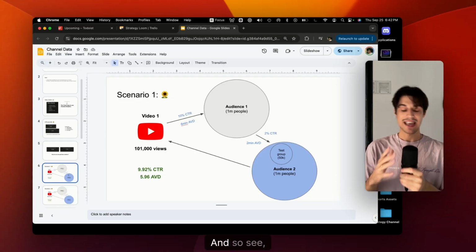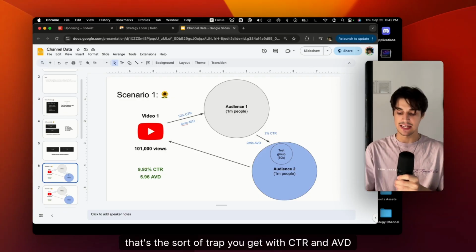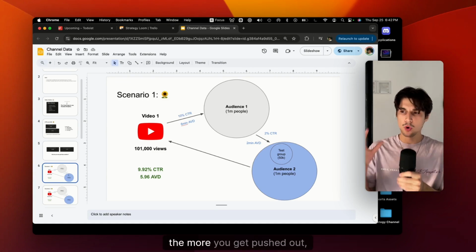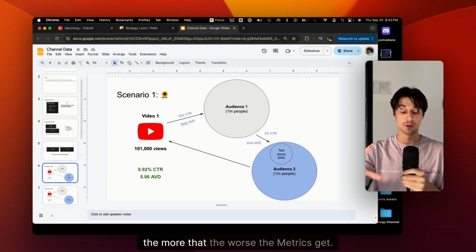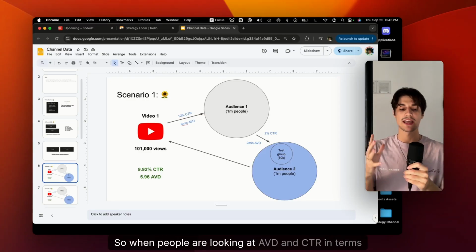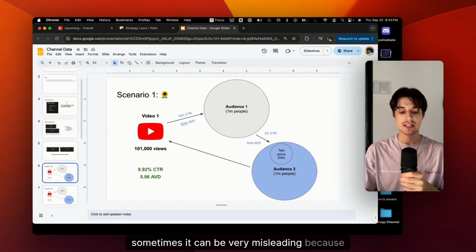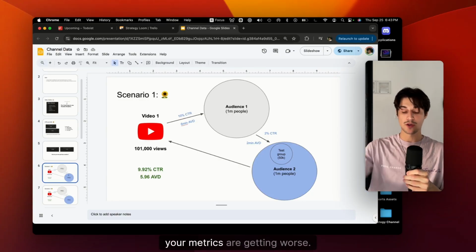So what does that mean? See, that's the sort of trap you get with CTR and AVD, is that a lot of times there's, I think it's called a reverse correlation, where the more you get pushed out, the worse the metrics get. So when people are looking at AVD and CTR in terms of, we need to improve these metrics, sometimes it can be very misleading because by getting more views, your metrics are getting worse.